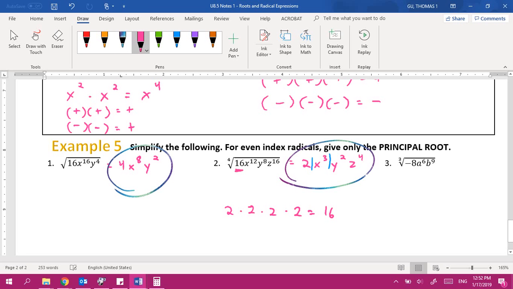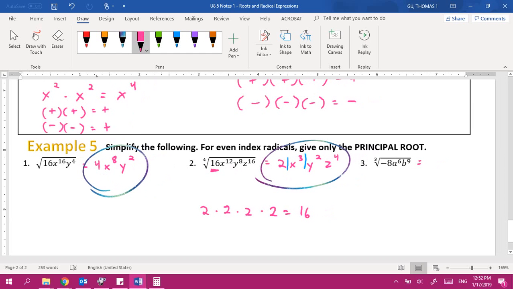All right, last question. Cube root of negative 8a to the 6th b to the 9th. What's that going to be? Negative 2. Good, because negative 2 times negative 2 times negative 2 is negative 8. And then what's the rest of it? A squared, right? Because 6 divided by 3 is 2. And then b cubed. That's right. So this answer is negative 2a squared b cubed, and that's it.